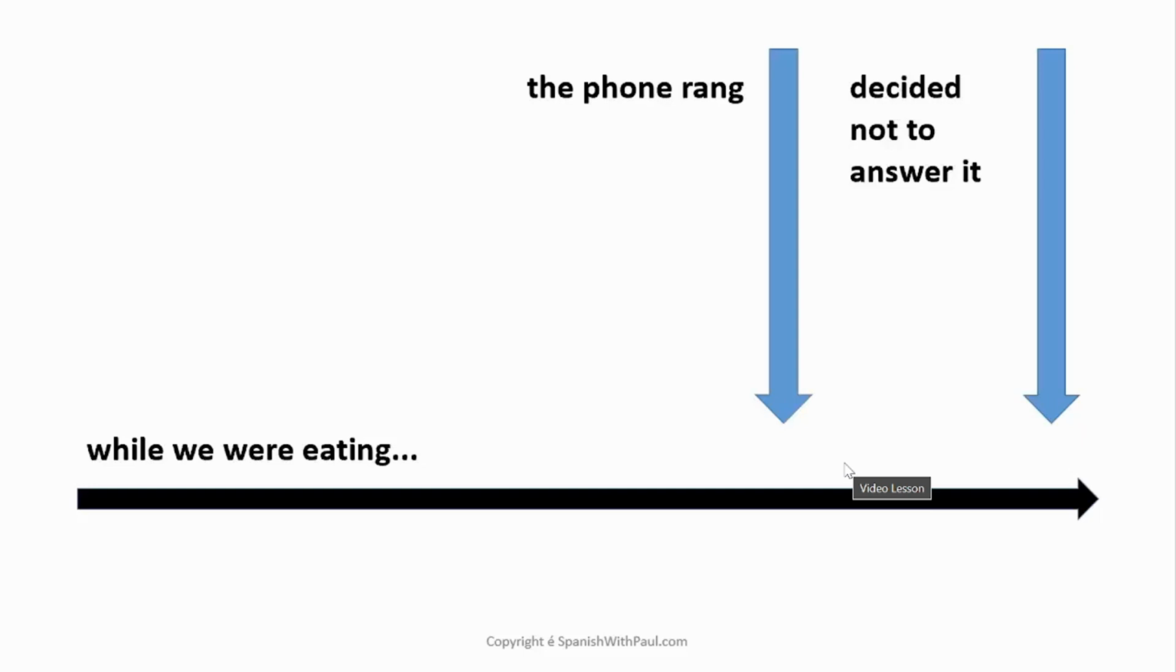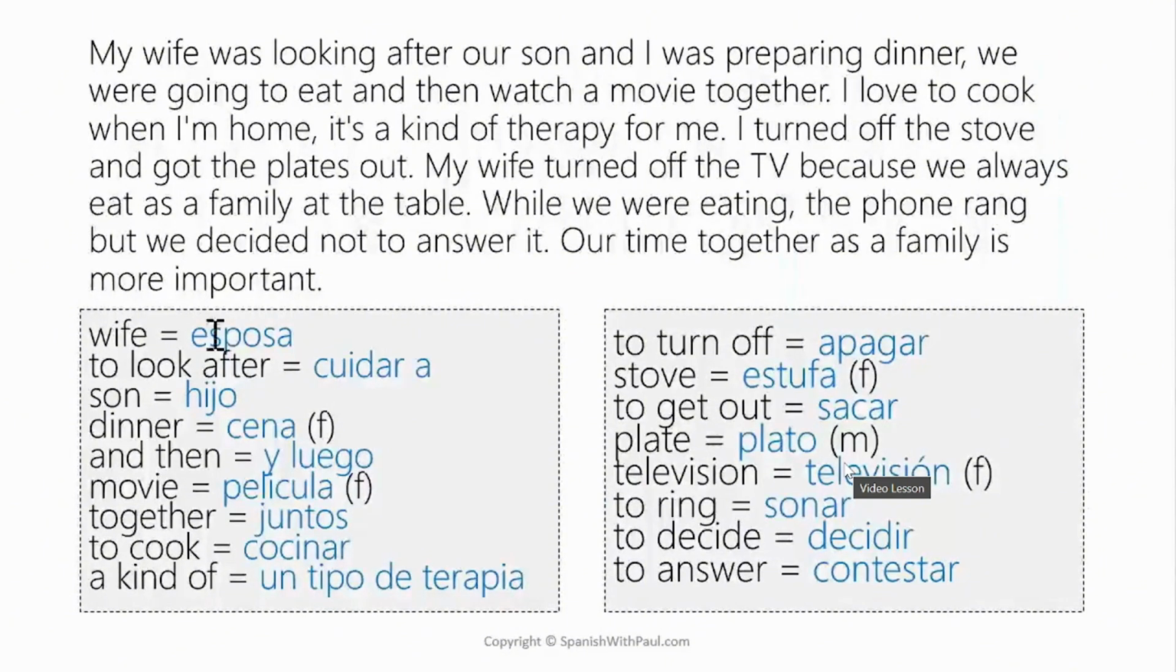Let's look at the vocabulary next. We have the word for wife, which is esposa. If you change it to esposo, it would be husband. And then the verb to look after is cuidar. And we're going to add a after it. So cuidar a. Son would be hijo. And then dinner would be cena, la cena.